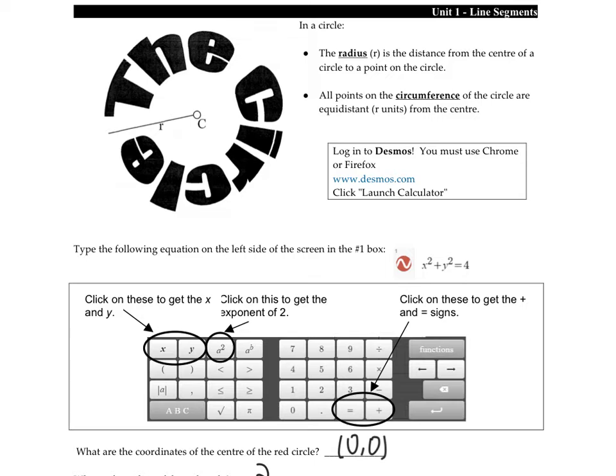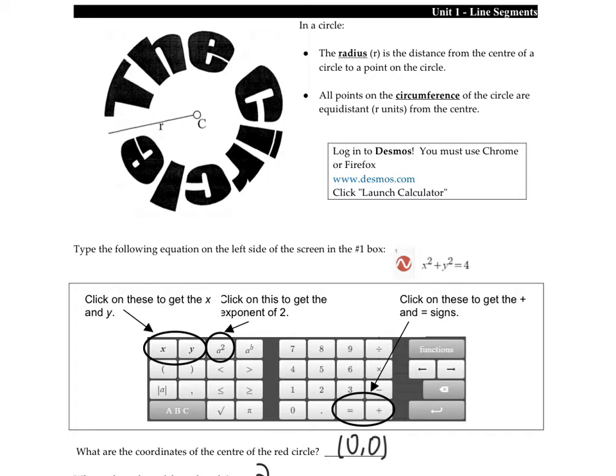The radius is the distance from the center of the circle to a point on the circle. Okay, so that's half of the entire width of the circle. If you go from one end to the other, that's the diameter, and the diameter is double the radius. Okay, the circumference is pretty much the perimeter of the circle, and any single point on the circumference of the circle is equidistant from the center. So the distance is the same from the center to any point on the outside of that circle.